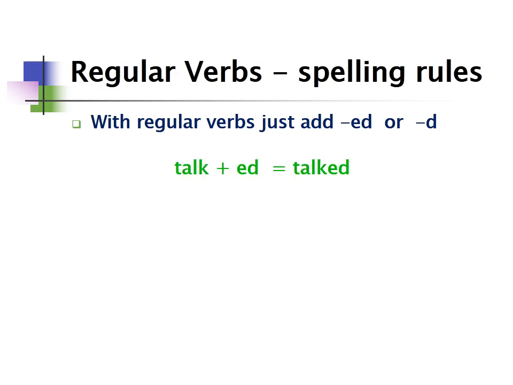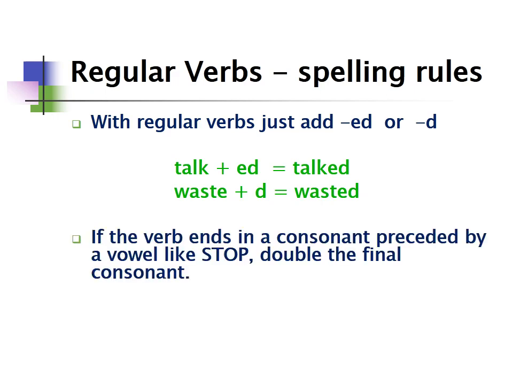For example, talk, you simply add ed for talked. But waste has an e already, so you add d for wasted. If the verb ends in a consonant preceded by a vowel like stop, that's consonant, vowel, consonant, T-O-P, then you double the final consonant. It becomes stop plus P plus ED for stopped.